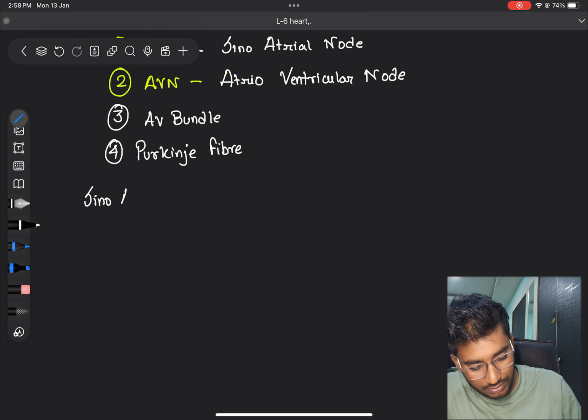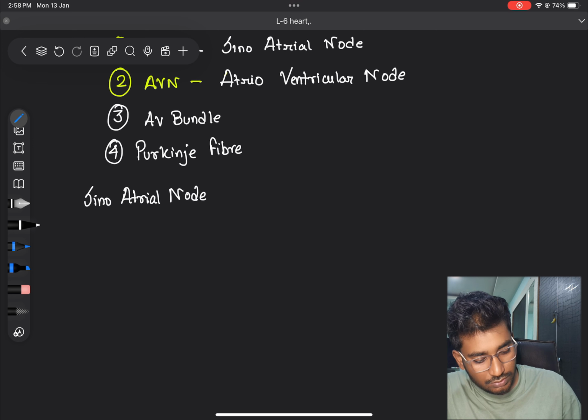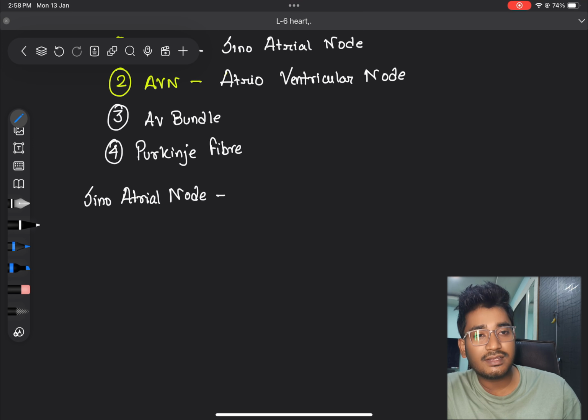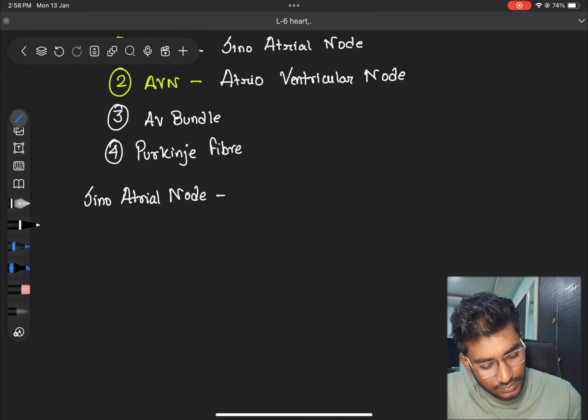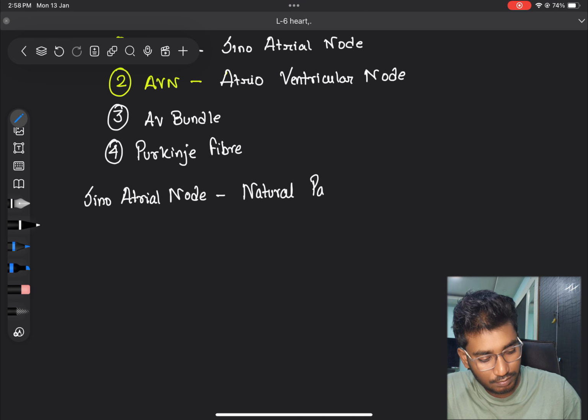The sinoatrial node. So what is the sinoatrial node? Another name of the sinoatrial node is the natural pacemaker of the heart. It only sets the pace. It regulates the pace of beating. The number of beats per minute is generated here. It is the natural pacemaker of the heart.